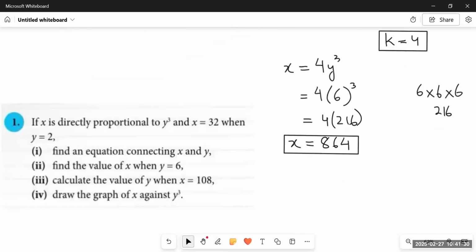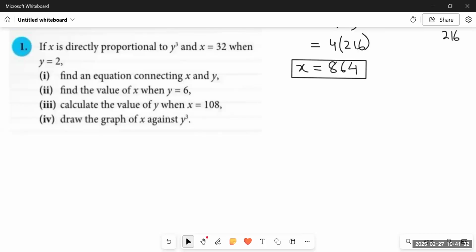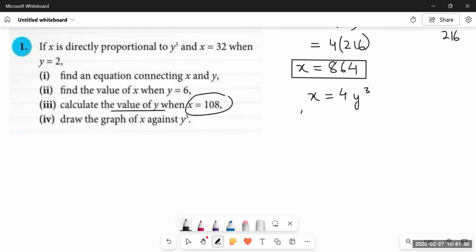Then we have to calculate the value of y when x is equal to 108. For this, we have to use the same equation, that is x equals 4y cube. But since we have to calculate the value of y, the value of x is given. So what are we going to do in the first step? We will make 4y cube the subject and x to the other side, because we have to find the value of y. So we will keep x to the other side.